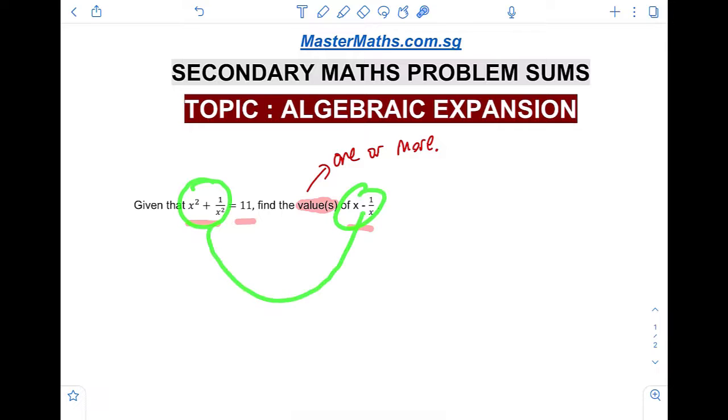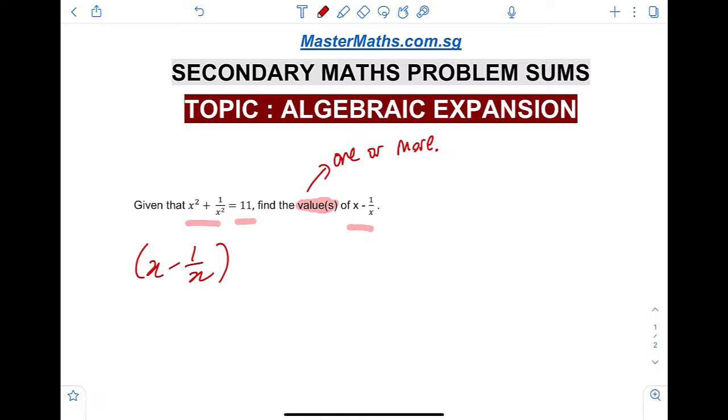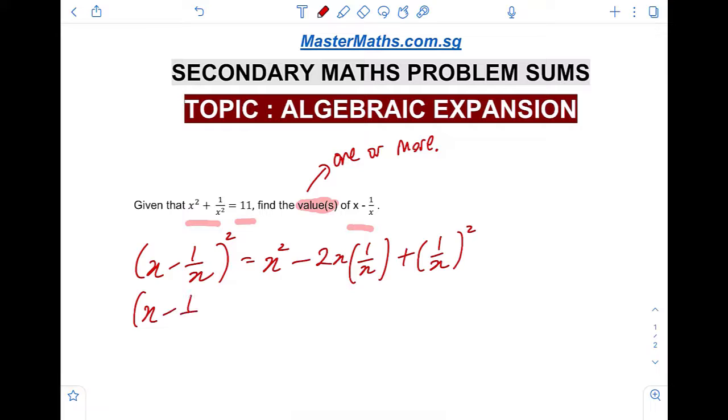So how are these two related to each other? They are related via the expansion formula. Look at x minus 1 over x, squared. This will be equal to a squared minus 2ab plus b squared. So x minus 1 over x, squared, will be equal to x squared minus 2 plus 1 over x squared.